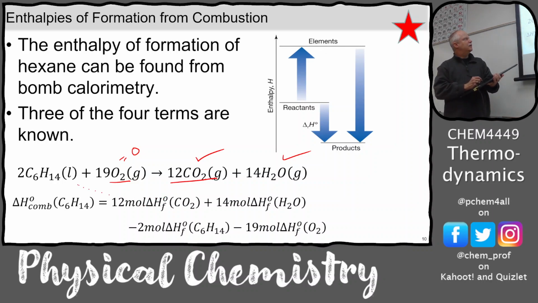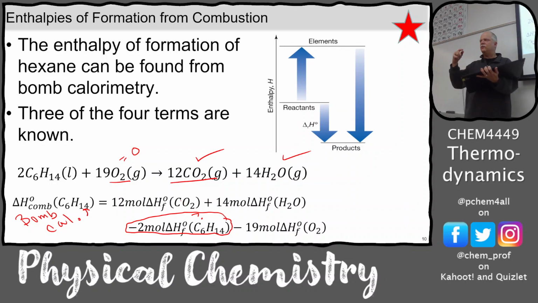And so we can look at this. This is the combustion reaction. Hexane plus oxygen forms CO2 and water. We can measure the enthalpy of combustion from bomb calorimetry. We put in all of these numbers and then we solve for this one. This is the unknown right here. So doing this with all the combustible substances, we were able to calculate these enthalpies of formation for a lot of different substances.